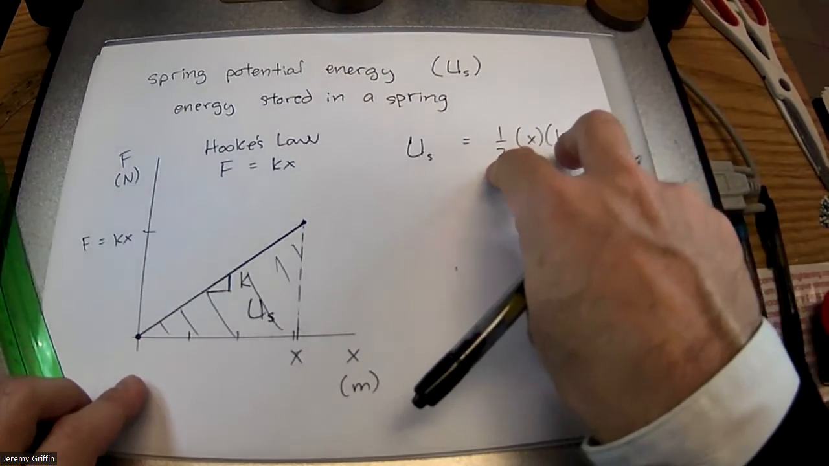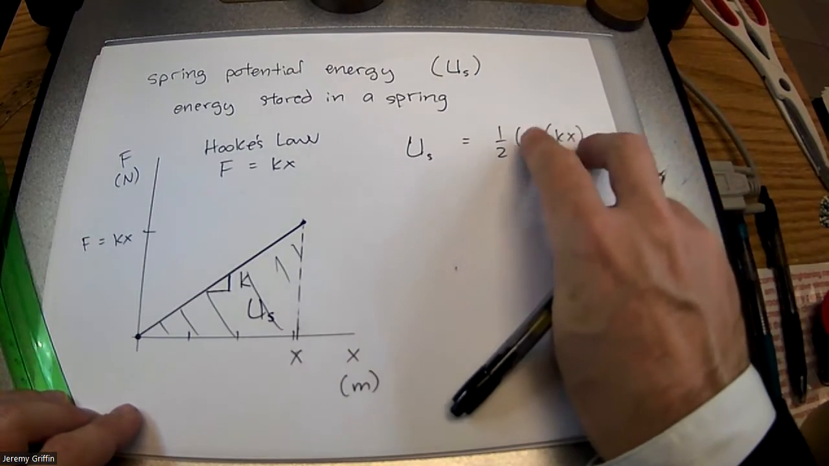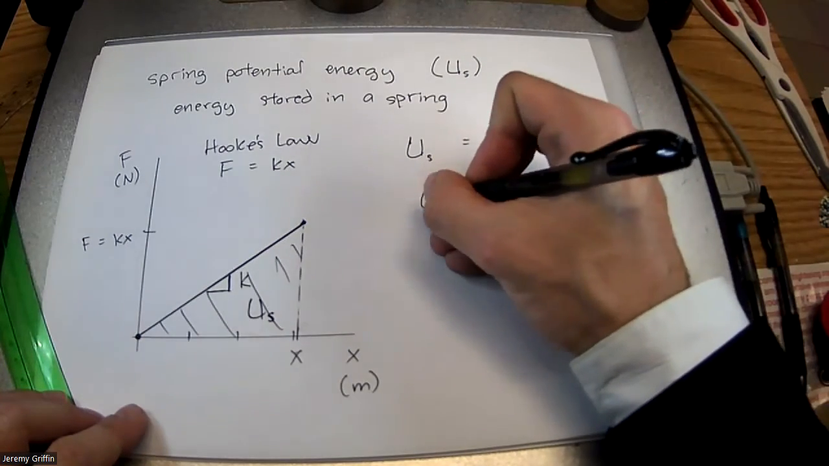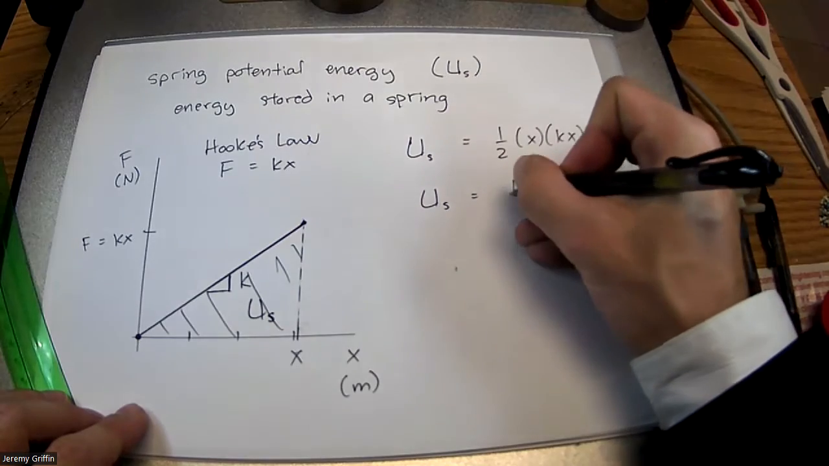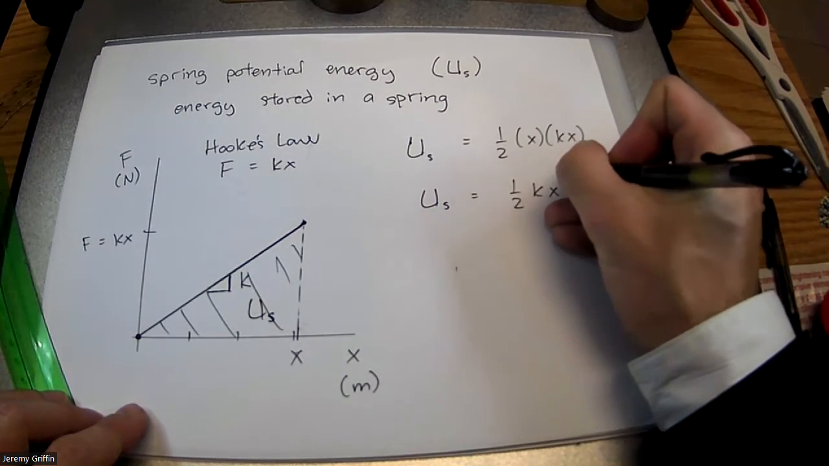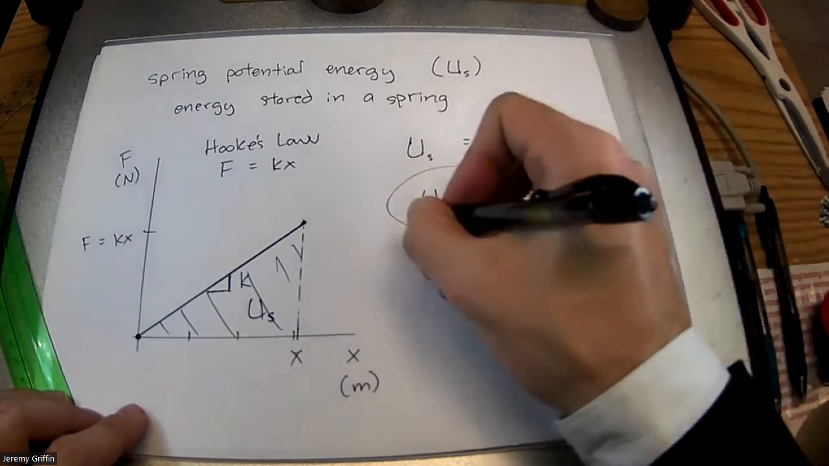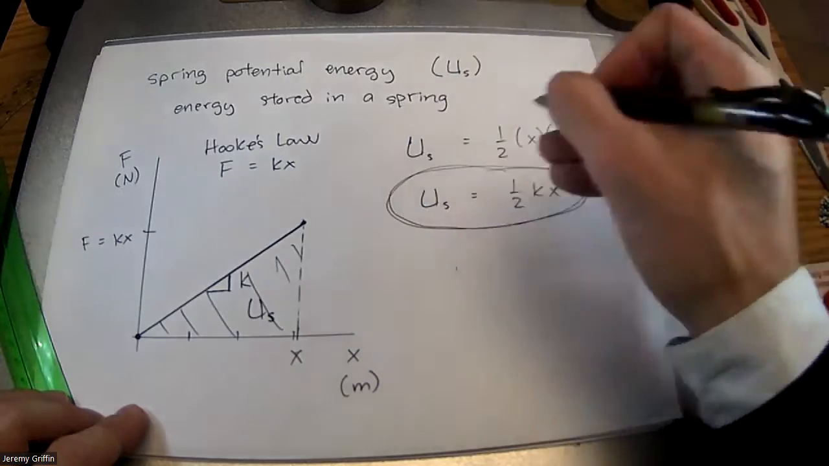And I can quantify it as 1/2 base height because it's a triangle. Those x's I can combine, and that gives me the energy stored in the spring is 1/2 kx squared. Just like that.